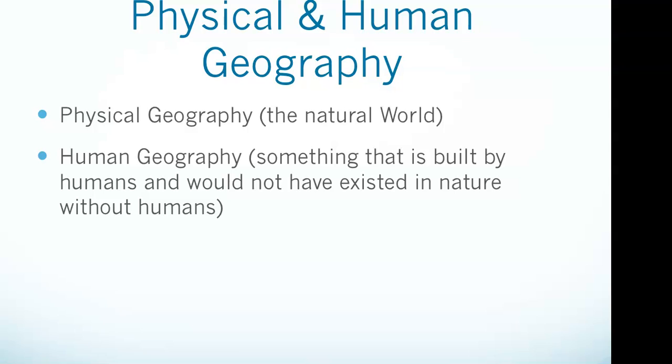So physical geography is, of course, about the natural world, such as mountains, seas, rivers, forests, and so on, while human geography relates only to the human environment, something that is built by humans and would not have existed in nature without humans. Features of human geography could really include anything from a house to a city and all the related infrastructure, such as roads, rails, canals, and so on.